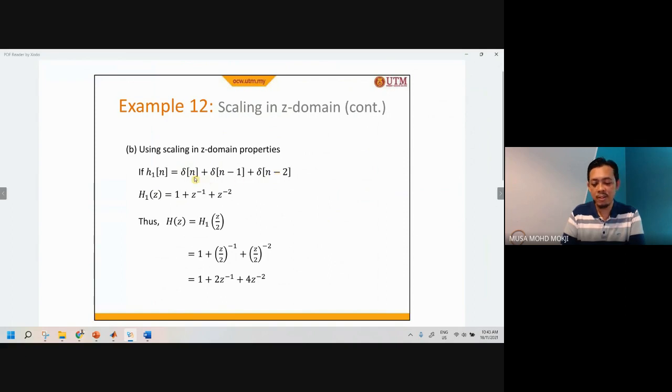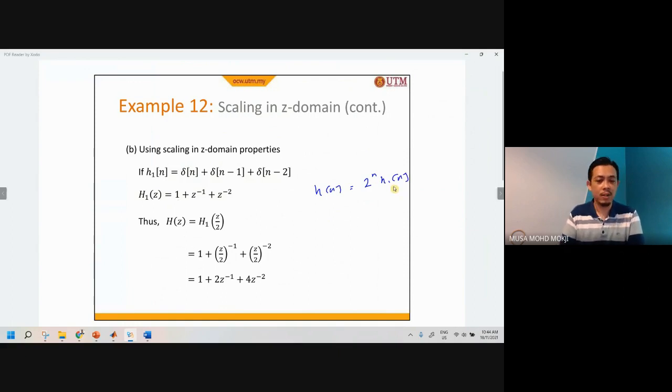So then again, you refer to table number 4, right? Table number 4. Then you will get 1 plus z to the power of minus 1 plus z to the power of minus 2. This is after we separate. Now we need to combine it again. So to combine that again, we know that our h[n] is equal to 2 to the power of n times h1[n].